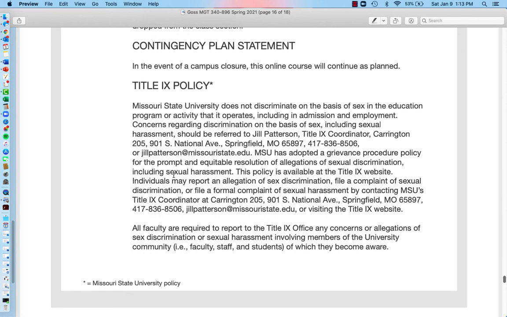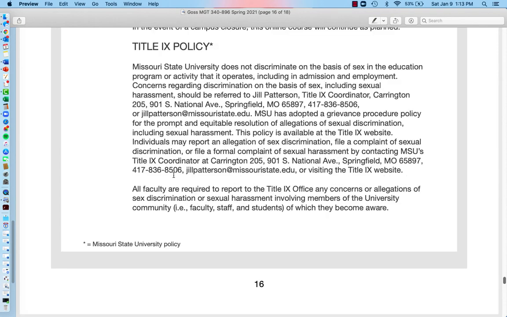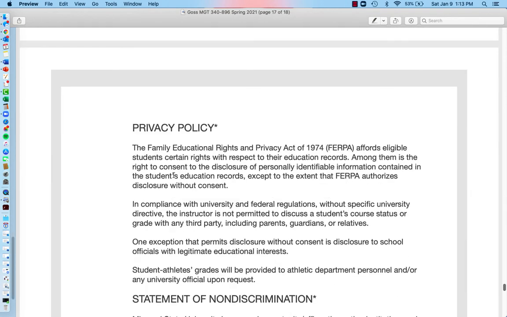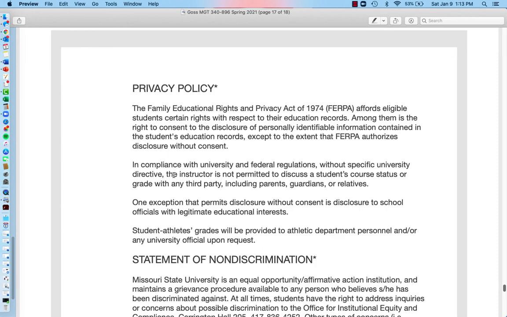The Title IX policy is there for you to read at the bottom of page 16. The privacy policy is at the top of page 17. This is for those students who like to have their parents or their therapist or their priest or another professor, and I've had all those things, intervene on their behalf to try to leverage me to increase their grade or something of that nature. The bottom line is this: unless I get a directive from one of my bosses, I'm not going to discuss your standing in this particular course with anyone but you.